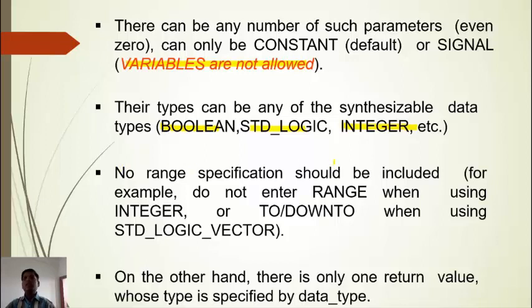On the other hand, there is only one return value, whose type is specified by data_type.